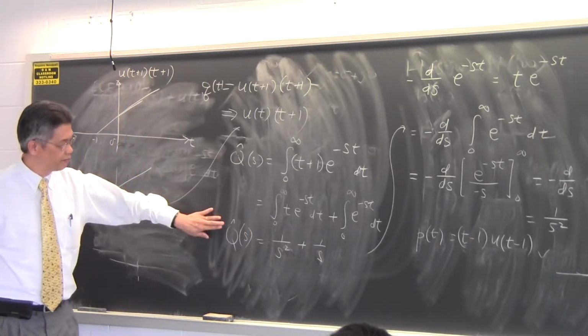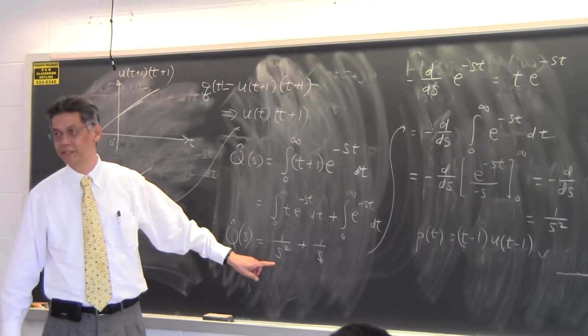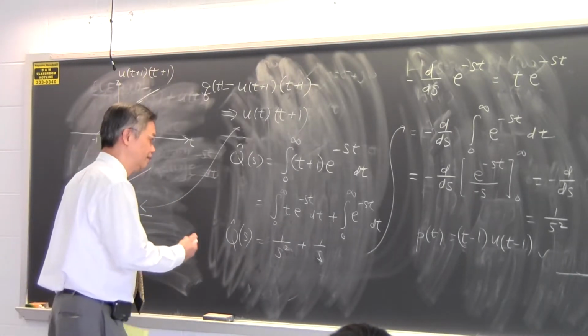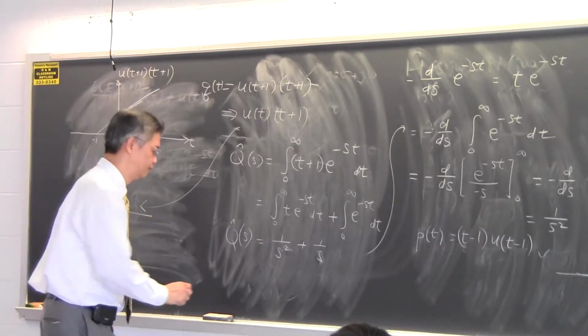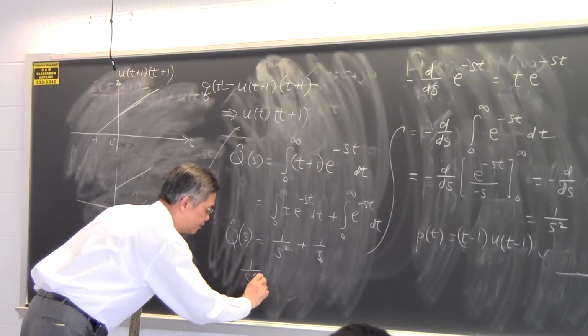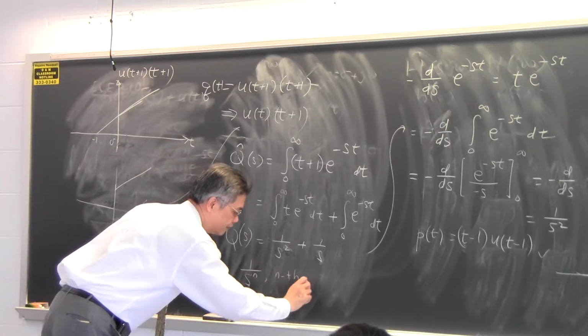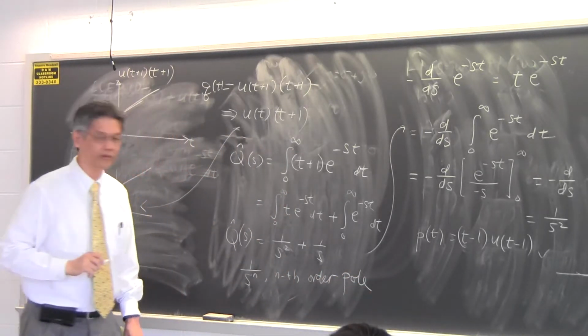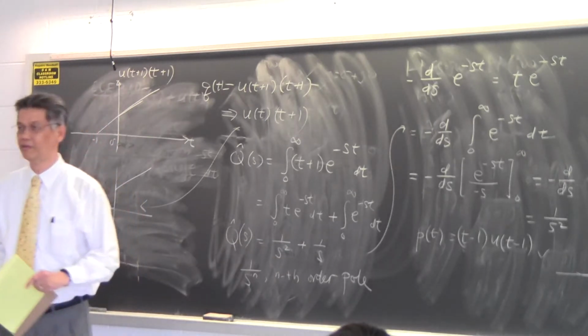So this is an example where the pole is not a simple pole. It is a higher order pole. In this case, it's called a second order pole. Okay, this is an nth order pole in complex variable theory. And this is a second order pole, this is a simple pole.